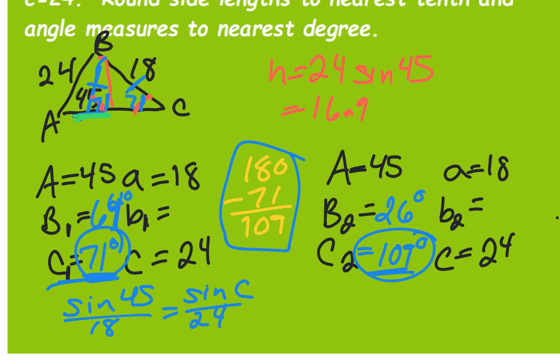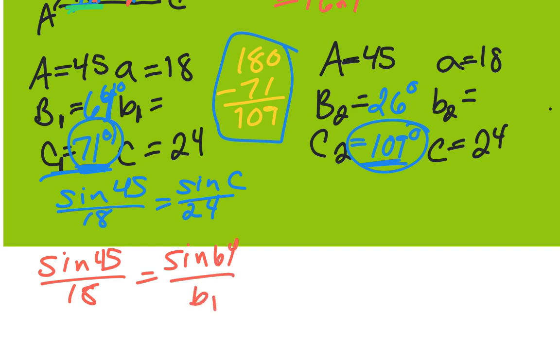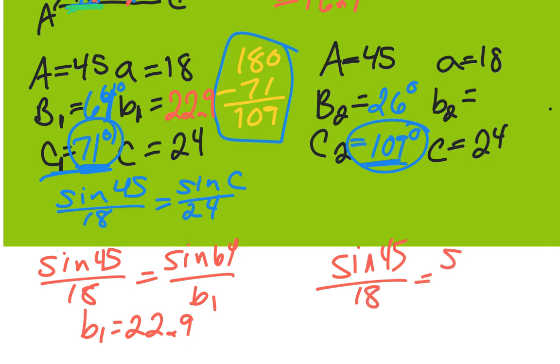Alright, now we find these last B's by setting them up. So, first one, sine of 45 over 18 equals sine 64 over B1. Solving that, B1 equals 22.9. So 22.9. And then setting up the other one, sine of 45 over 18 equals sine of 26 over B2. So B2, that's not B squared. Oh my, that looks like a squared. B sub 2 is equal to 11.2.